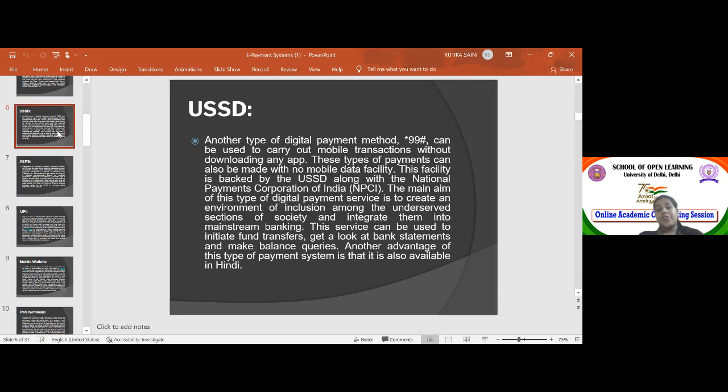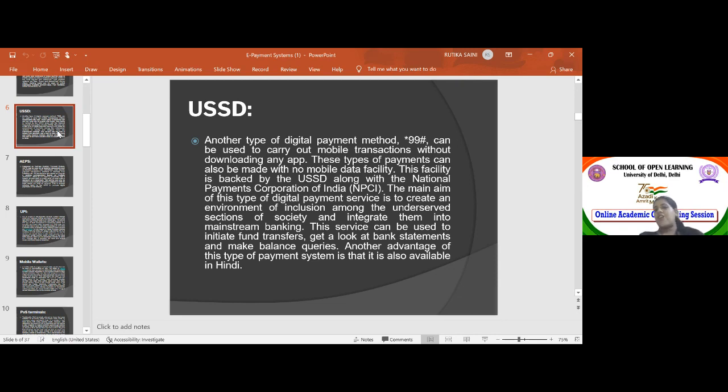Yeah, that is what I was talking about, USSD. Another type of digital payment method. A USSD usually starts with a star and it ends with a hash. In between, we have lots of numbers according to our criteria. They can be used to carry out mobile transactions without downloading any app. So even if you don't have a smartphone, if you have a keypad phone, then also you can make the payment using your mobile phone.